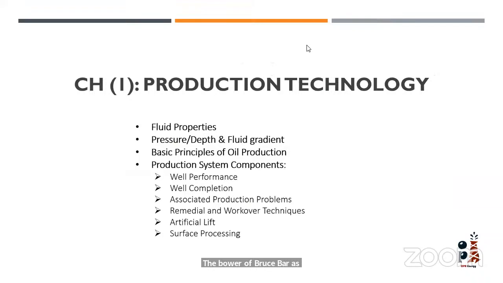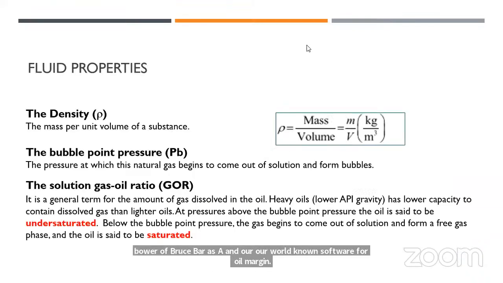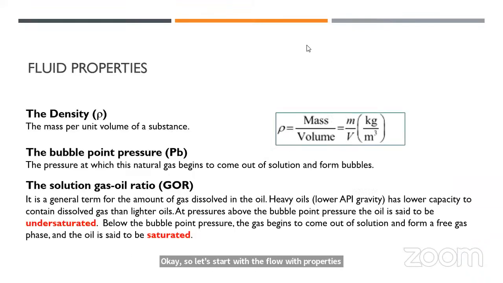Okay, so let's start with fluid properties. The main fluid properties we need to know are, first, density. Density is mass per unit volume. Bubble point pressure for the fluids is the pressure at which the natural gas begins to come out. Solution gas oil ratio is the main data that we need to include in the Prosper model. Solution gas oil ratio is the amount of gas dissolved in the oil.